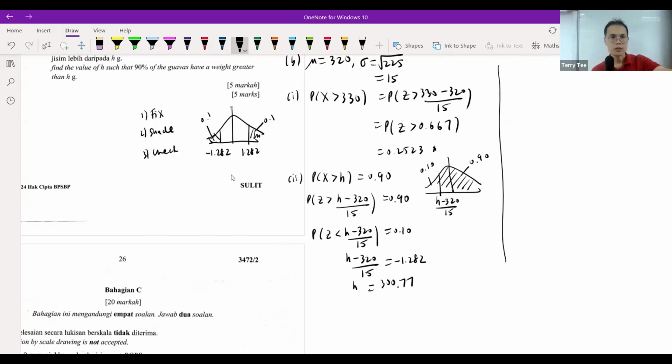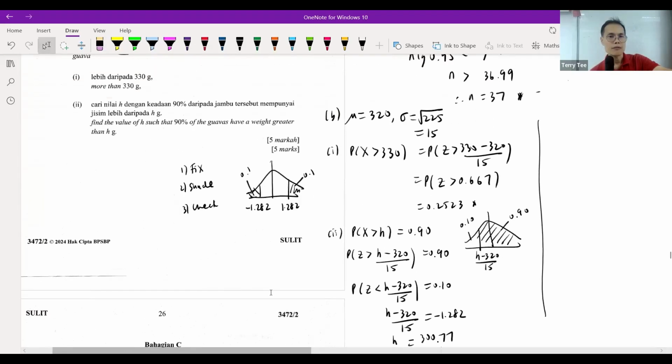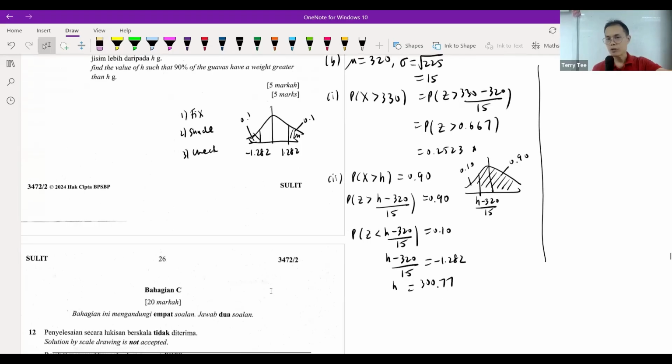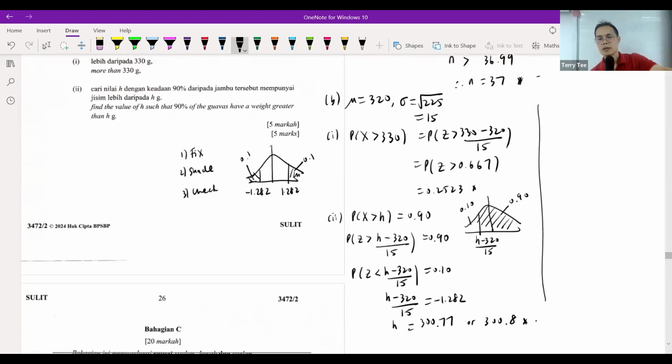Okay, the question didn't specify how many decimal places, right? You just say find the value of h. So you can leave it this way. If you want to round off, also can. 300.8 is still fine, correct to 4 significant figures.